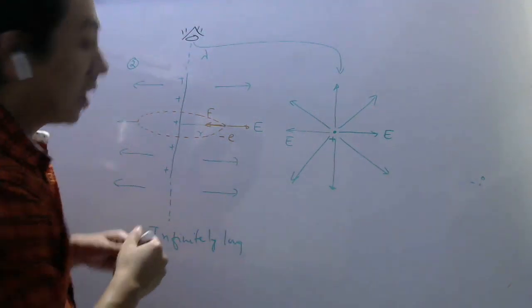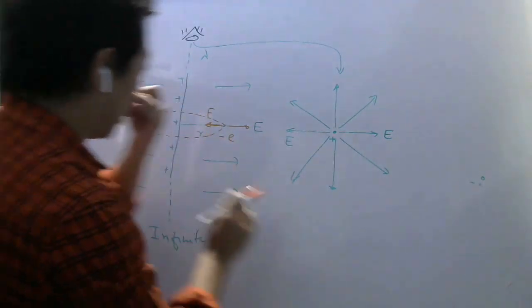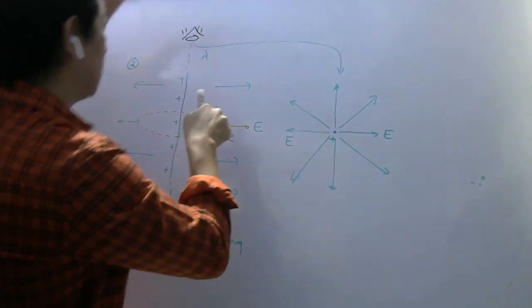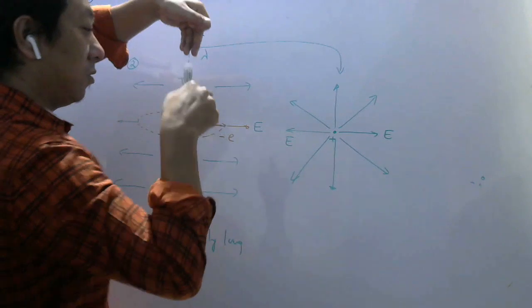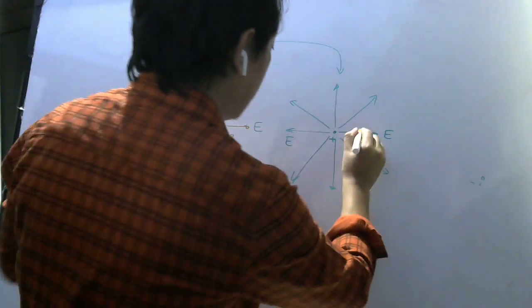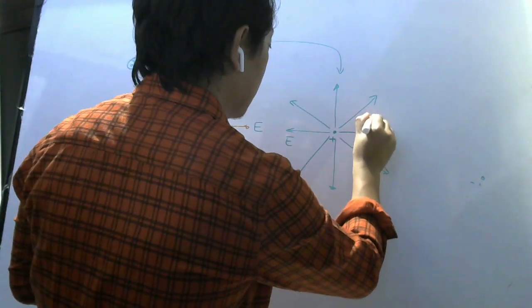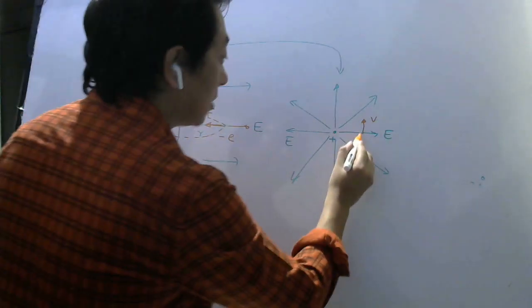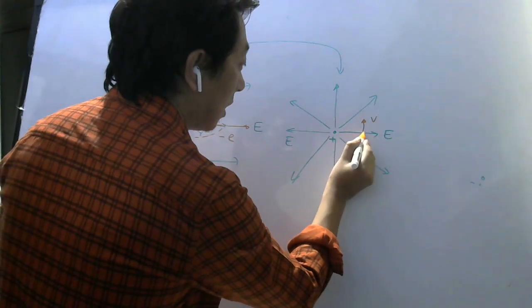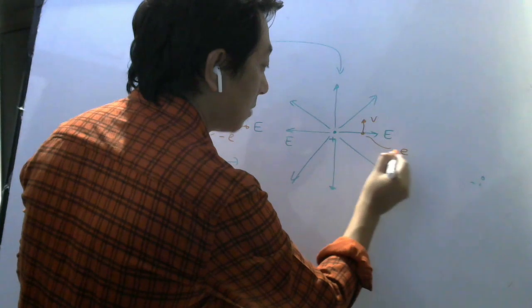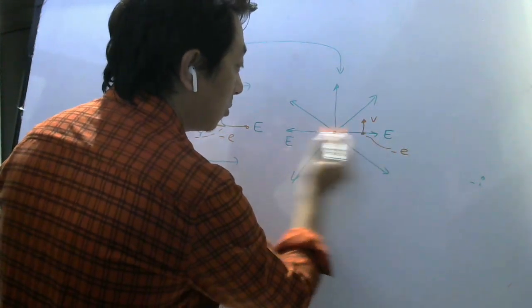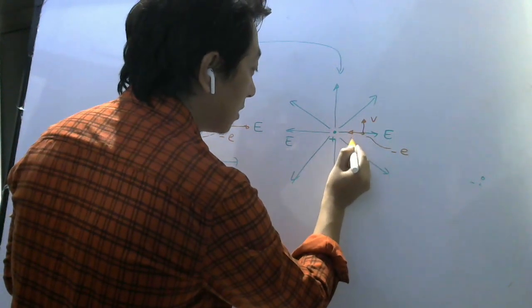Now I told you I'm throwing an electron this way, right? So this way means from the top it will look this way. From the top you will see the electron going this way with some speed. As it is going with that speed, the force on the electron, whose charge is minus, remember, will be opposite to the electric field. So force will be this side.